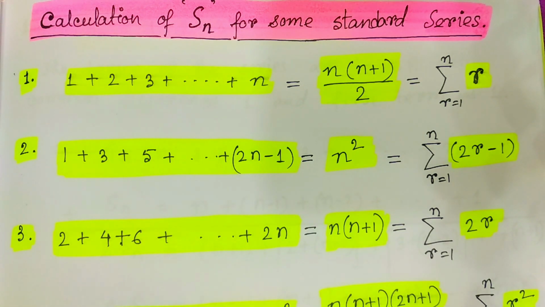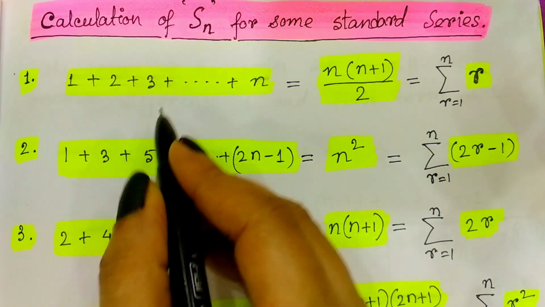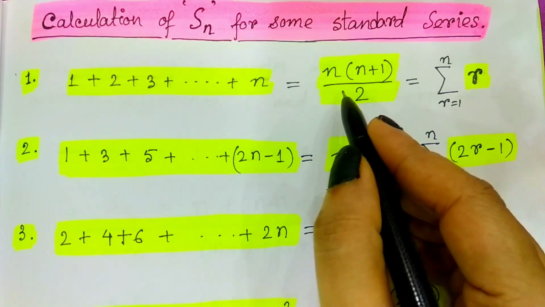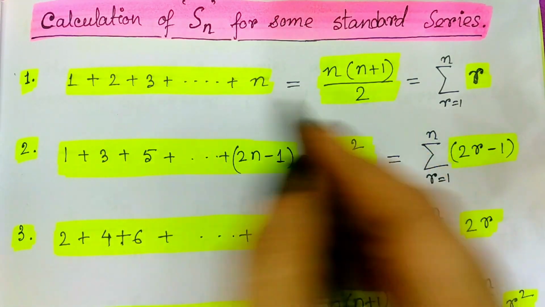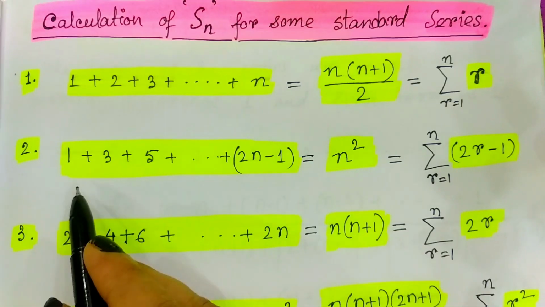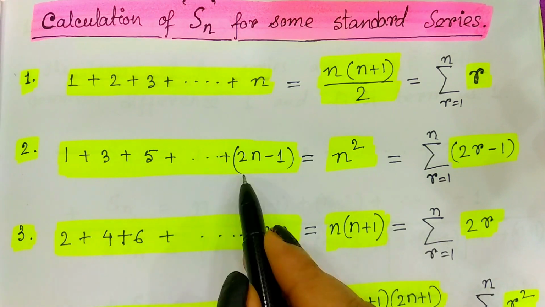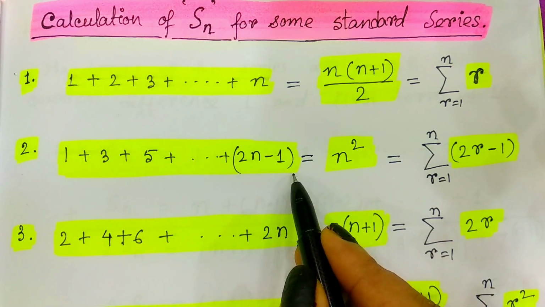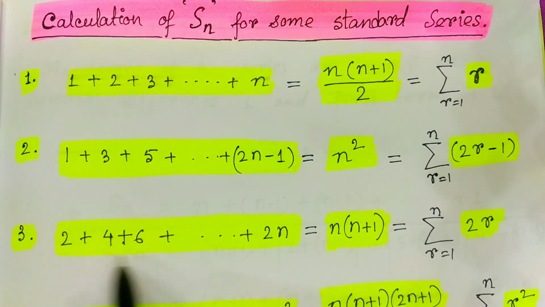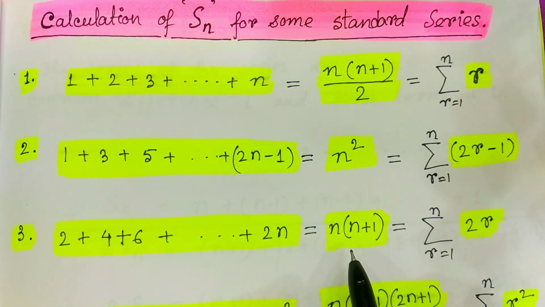So here I am just taking 6 series which are very common to all of us. The first one is 1 plus 2 plus 3, and in this way up to n terms, and its summation is n into n plus 1 by 2. That we know as the common formula. Next one is 1 plus 3 plus 5 and so on up to 2n minus 1, and its value is n square. Next, if all the even terms are there, then its summation is n into n plus 1.